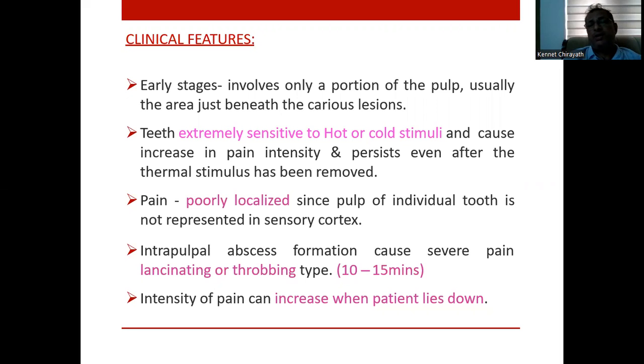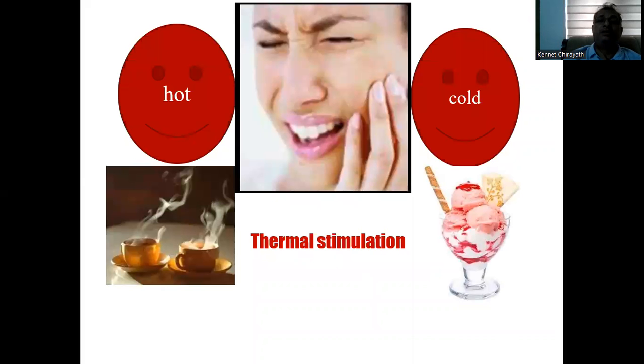And the second is the patient is not able to locate which tooth the pain comes from. The patient will have pain because of intrapulpal abscess formation. This may be severe, lacerating, throbbing pain. It will last for 10 to 15 minutes, and the intensity of the pain increases when the patient lies down, because the blood supply to the brain is increased, and there is a change in the atmospheric temperature. All these factors will cause the pain.